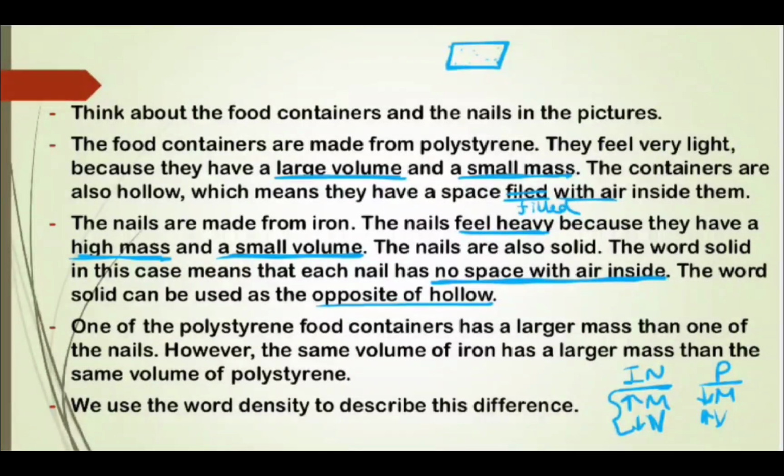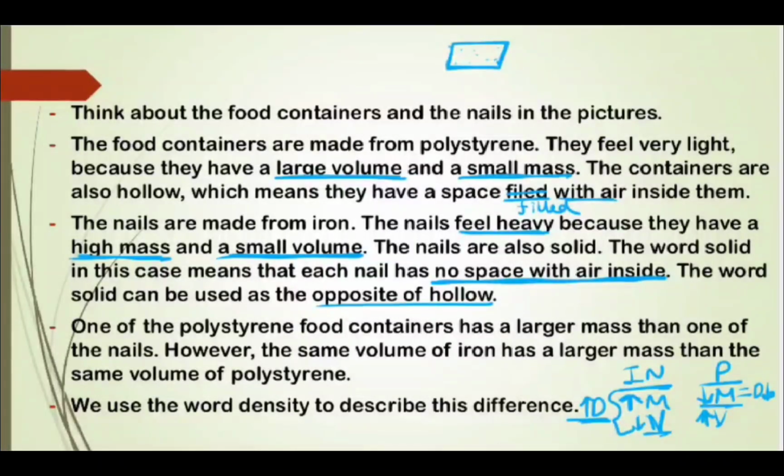Looking at the iron nails, more mass is directly proportional to density. Hence, mass is more, density will be more. Volume is less, density will be more. On the other hand, if mass is less, density will be less. If volume is more, since volume is inversely proportionate to density, density will be less. All right, understood this much.